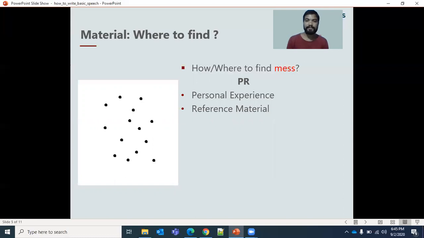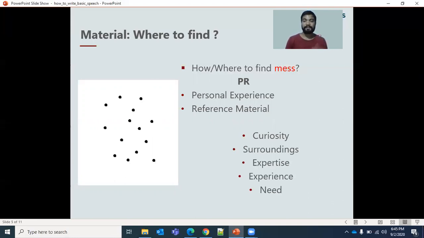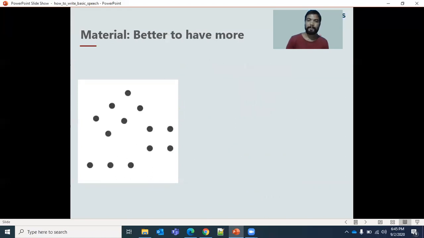So these two things will help you collect the ingredients, and after that, where to find them: curiosity, surroundings, expertise, experience and need. By this you can collect more and more ideas. So the next part is that it is better to have more. We are talking about where to find ingredients.